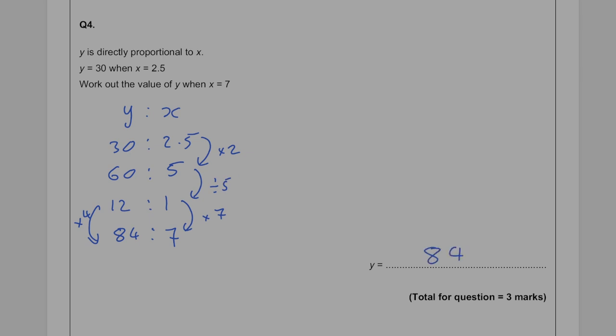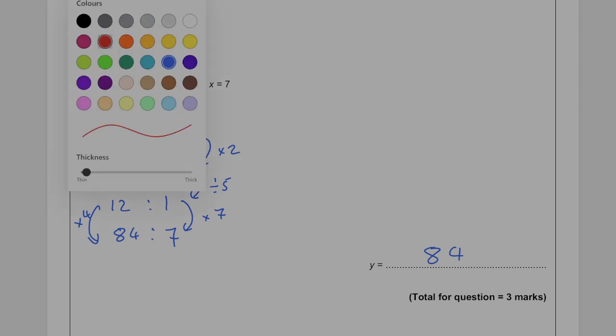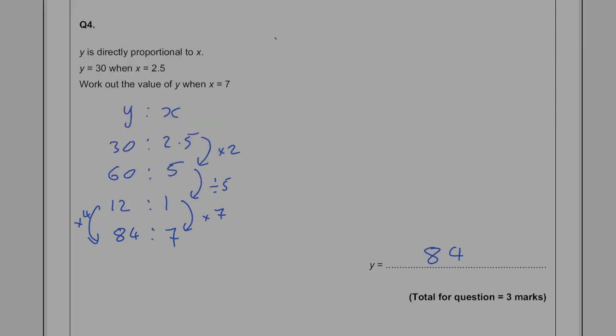There is nothing wrong, and probably the more common method is to use the equation of proportionality. So if y is proportional to x, it means y is equal to kx. And I'm going to check with this method because it's just useful to double check. Plus, as I wrote these questions, I'm not 100% certain of all of the answers. I haven't worked them out before. So we'll see. It's a good way to check.